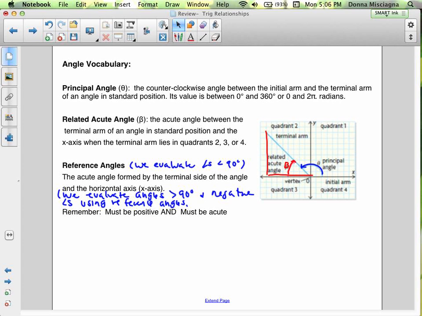So our reference angle, we evaluate angles that are less than 90 degrees. This acute angle formed by the terminal side of the angle and the horizontal axis, the x-axis. So that's how we're able to evaluate angles greater than 90 degrees and negative angles using a reference angle. Remember that your reference angle must be positive and must be acute. And acute is less than 90 degrees.